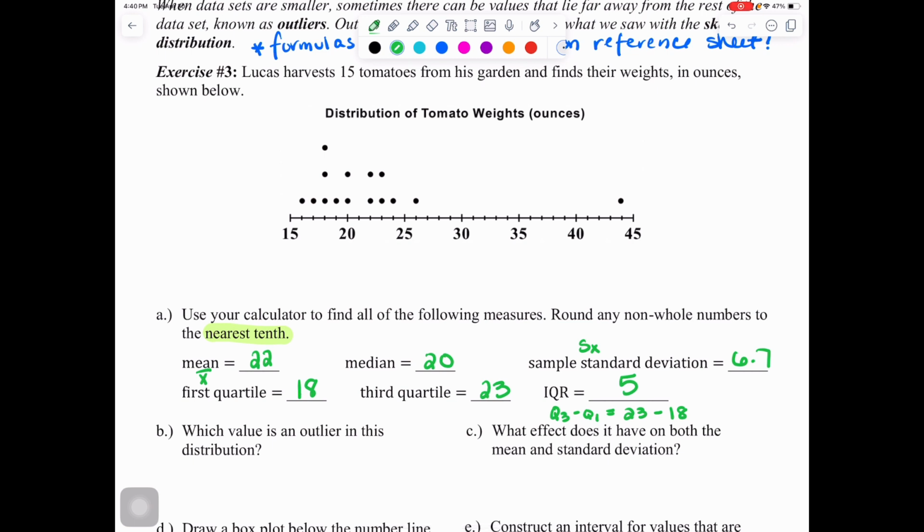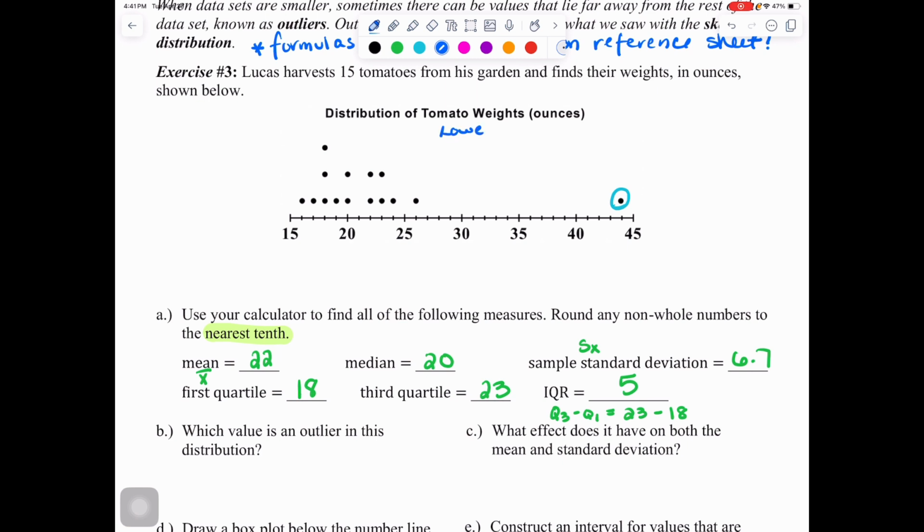In part B, which value is an outlier in this distribution? Now, I think just by looking at the picture, you probably guess that it's probably 44. You've got all these numbers that are going from 16 to 26, and then all of a sudden you got 44, which seems really far away. So I'm going to circle this for now, kind of, that's on our radar. But there is a very specific way to figure this out. So I'm going to do it right next to this problem right here, and I'm going to pull the formulas right off of the formula sheet.